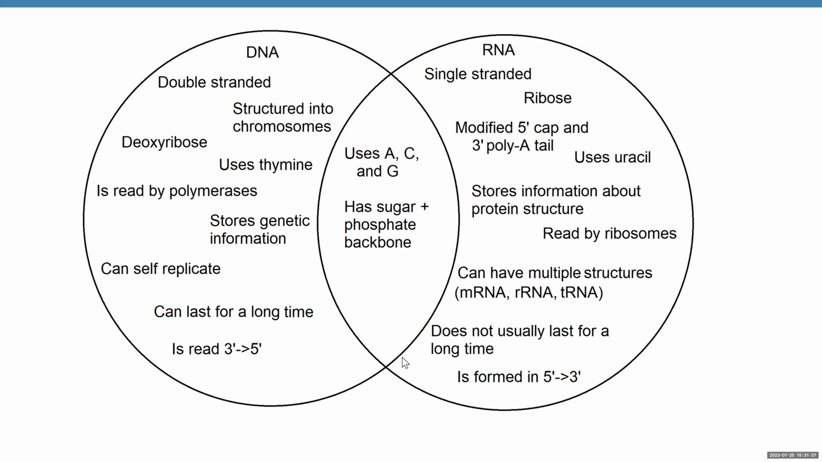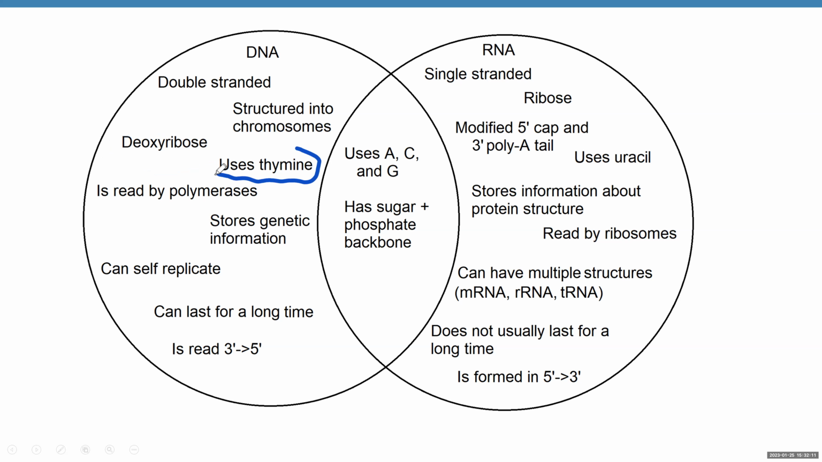So here are some similarities and differences between DNA and RNA. Let's start with similarities. Both DNA and RNA have sugar and phosphate that make the sugar phosphate backbone. They both use A, C, and G, adenine, cytosine, and guanine. And the rest are different. DNA is double-stranded, RNA is single-stranded. Sugar in RNA is ribose, in DNA deoxyribose.